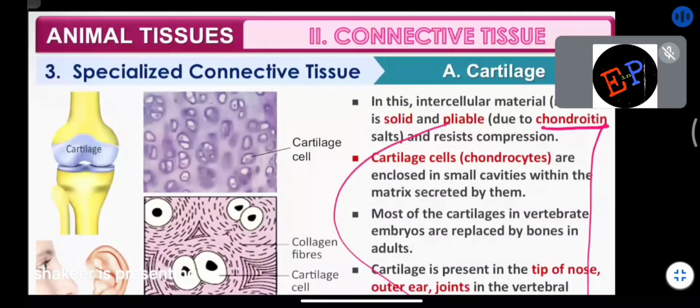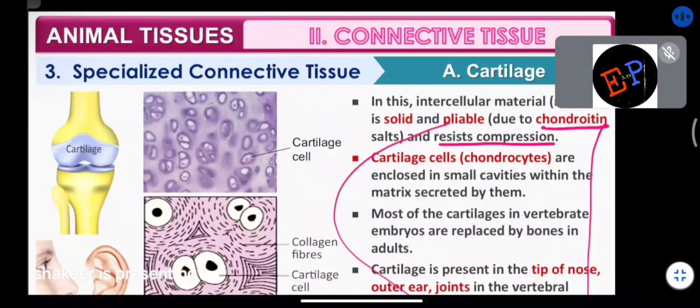And chondroitin salts are called chondroitin sulfate. What is the chemical name of this salt? It is chondroitin sulfate. Clear? And what does it do? It resists compression. What is meant by resisting compression? You cannot compress this cartilage. You cannot compress it, but you can bend it. Are you able to understand? So that is the nature of this cartilage.